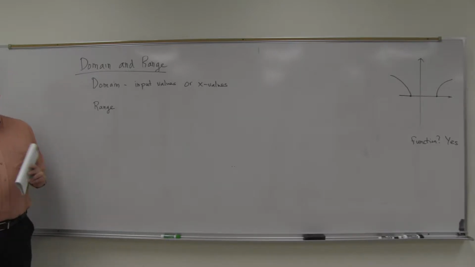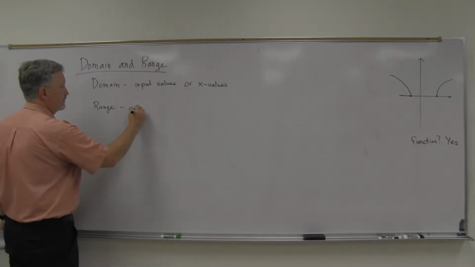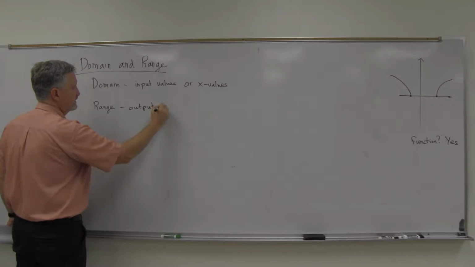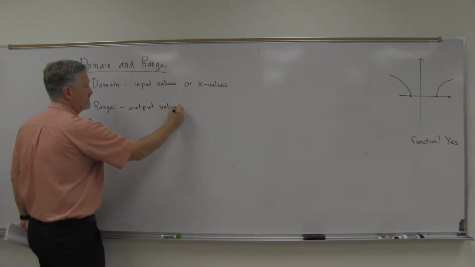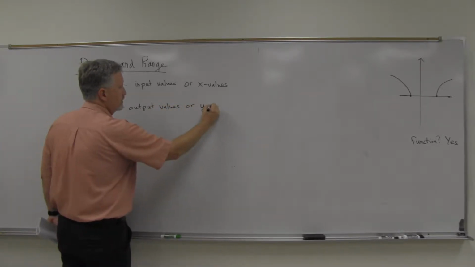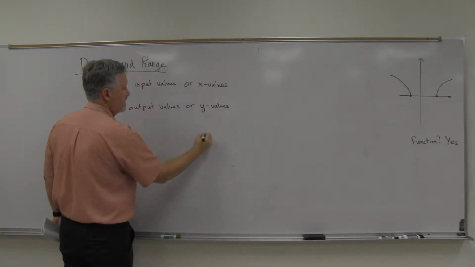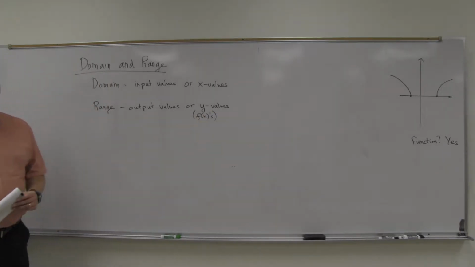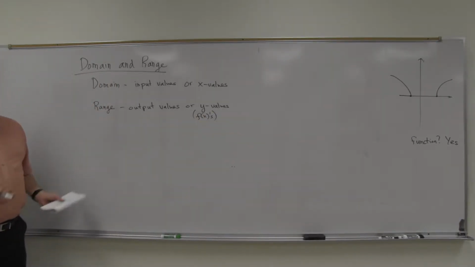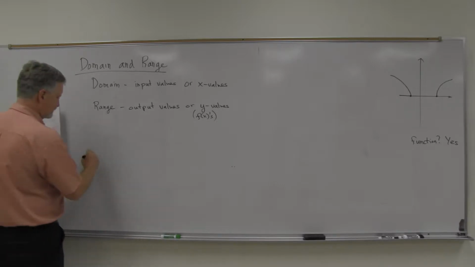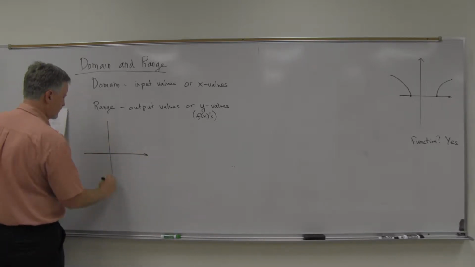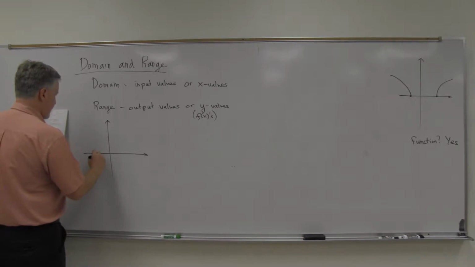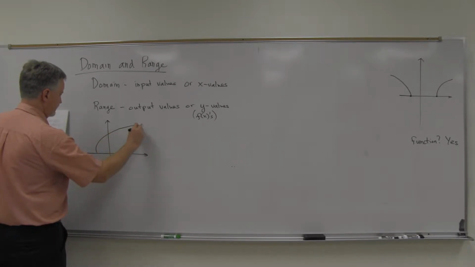And then that means the range is the output values, or typically our y values. Now when we're talking about functions, the y values are f of x. So either or, okay. All right, so with that in mind, let's look at the domain and range off of graphs here.